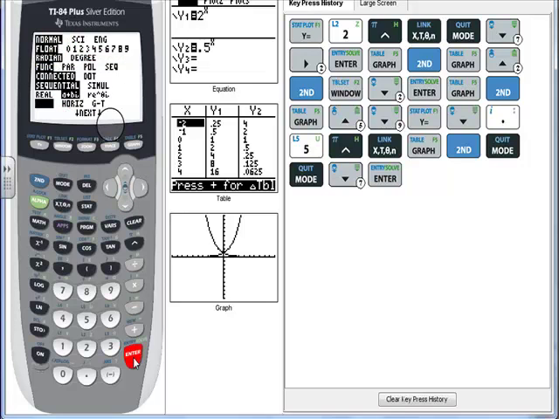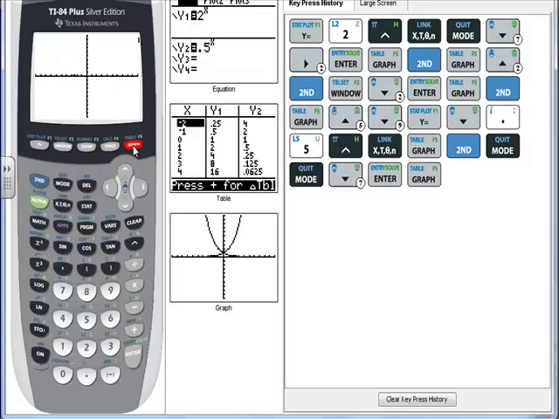And just take a look at these. So I'm going to go ahead and hit graph, and the first thing that you see is going to be y equals 2 to the x, and the second thing that you're going to see is going to be y equals 1/2 to the x.